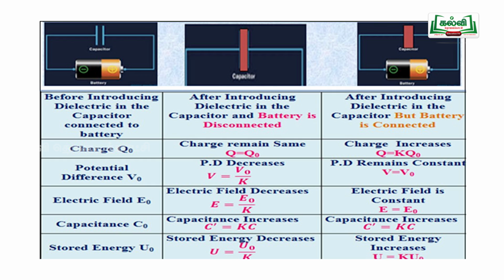But when you reconnect the battery once again, the charge increases, Q equal to K into Q naught. I get the same potential difference, V is equal to V naught. Electric field is constant, E is equal to E naught. Children, carefully listen. Capacitance will increase, C dash is equal to K into C, and the stored energy will increase, U is equal to K into U naught. So when the battery is removed, stored energy gets decreased. When the battery is once again reconnected, stored energy increases, U is equal to K into U naught. This is an important concept you have to understand.